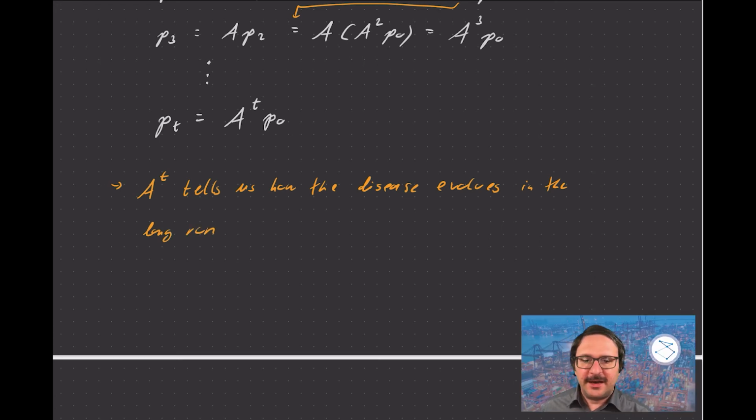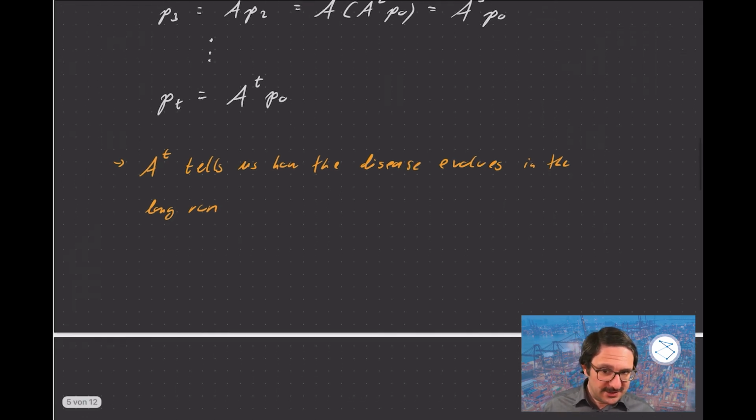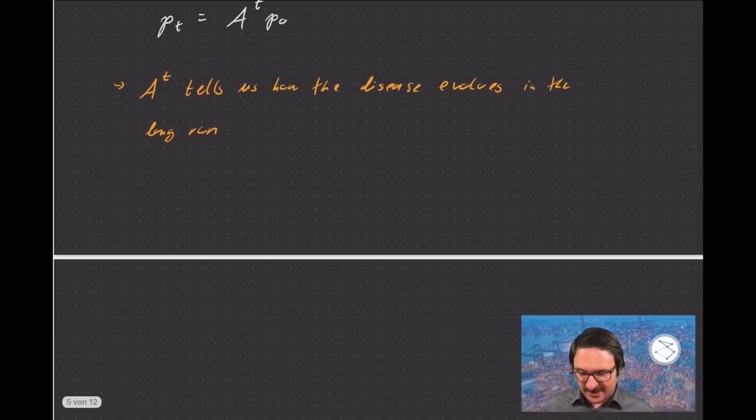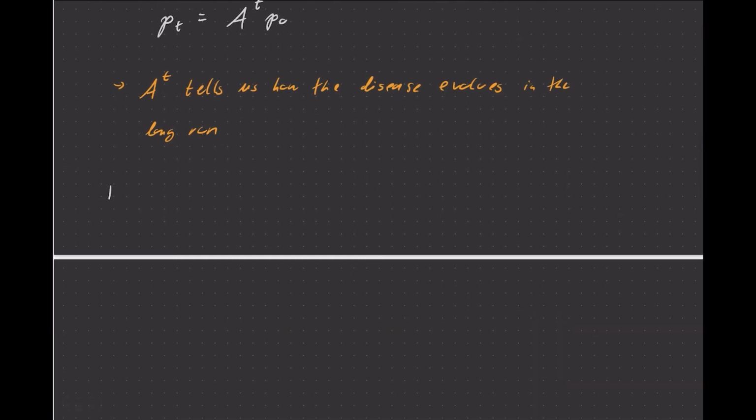So that's basically what we want to analyze. We want to compute this A to the power of t. And the question is, of course, how can we do that? Can we do that for arbitrary t? And then what can we say about that? That's a question that we're not going to be able to answer right now. But let's take note of that for later.